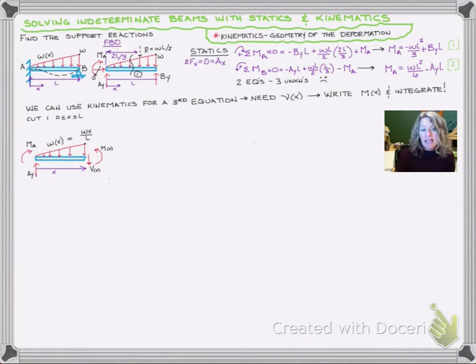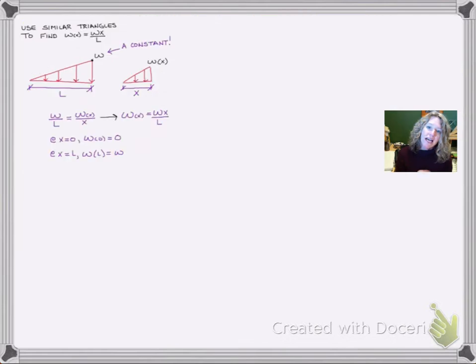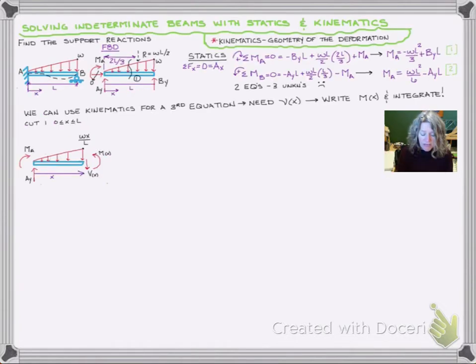And our W of X, we can actually rewrite as the magnitude at the top of WX over L, regardless of what X is equal to. And then show our support reactions and our internal members at the cut, our V of X and M of X in the positive direction. Now, if you're not sure how I got that W of X expression, here's a quick video. You can pause on this, but basically just using similar triangles, we know we're W magnitude at the top of the triangle when we have L, and so we're some W of X, and we can solve for that.